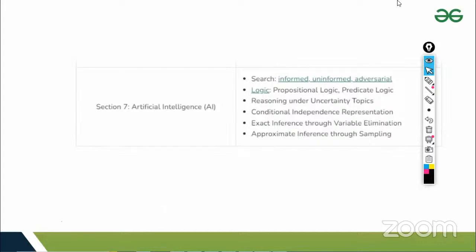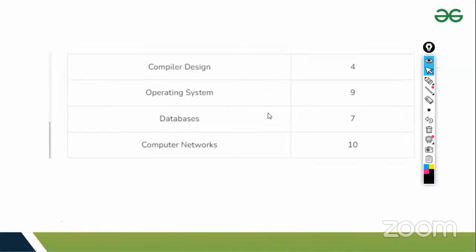Okay. So let's see that data too. For that, I'm just moving backside.